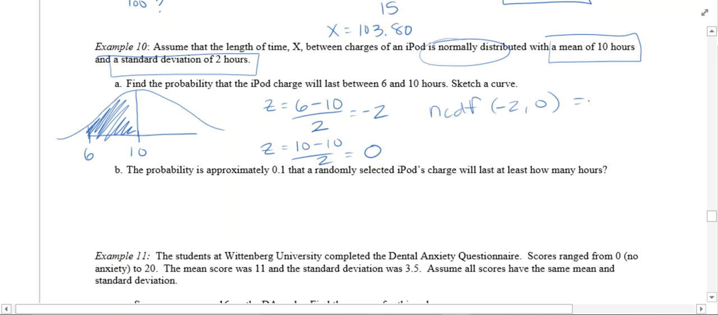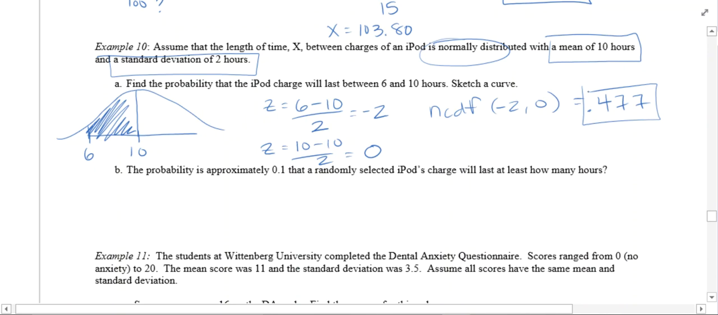Okay, so plug that in your calculator. Second distribution, normal CDF, so the second one down. Negative 2 to 0. So this should be close to 50%, but it should be a little bit less because we didn't include that whole tail on that left side. So it should be a little less than 50%. And so you should get 0.477. Okay. So the probability is 0.477. Okay, so that's your answer.